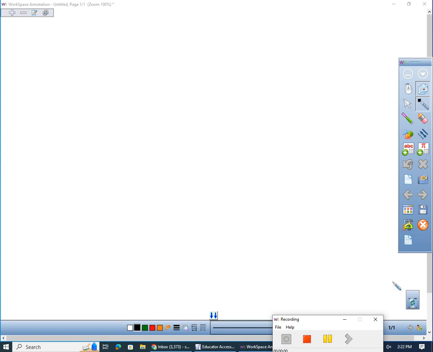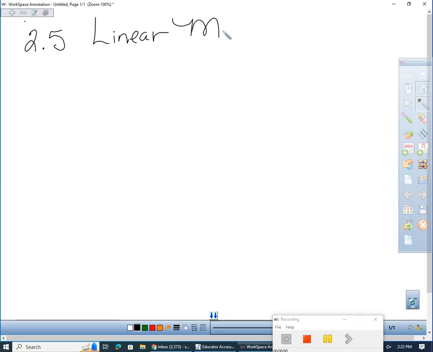Make this as easy as possible for us. This section is 2.5, and we are talking about linear models. In math, a linear model, a model is just an equation we use in order to find other stuff. Before we can get into that, though, we need to talk about correlation.